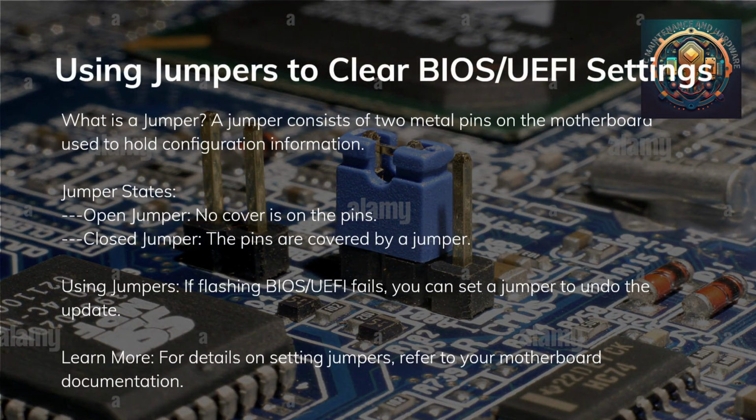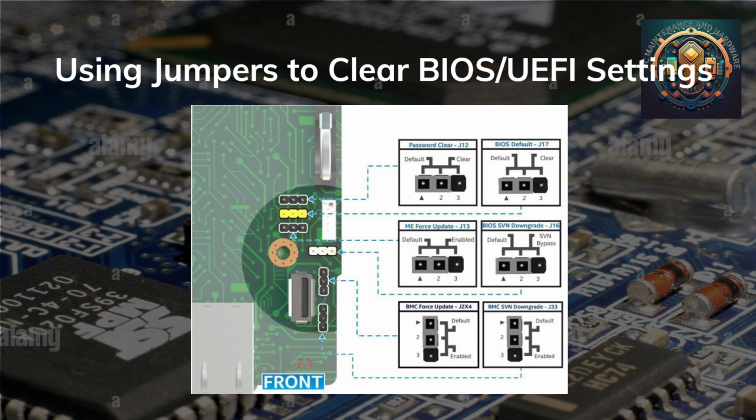Sometimes, it is necessary to reset the BIOS to return to factory settings. One method of doing this is through the proper configuration of jumpers. A jumper is a pair of small metal pins on the motherboard that stores configuration information. These pins can be either open or closed. Jumpers are especially useful if something goes wrong during a BIOS, UEFI update. For example, if the update fails and your system becomes unresponsive, you can use a jumper to reset the motherboard to its default settings, effectively undoing the failed update.